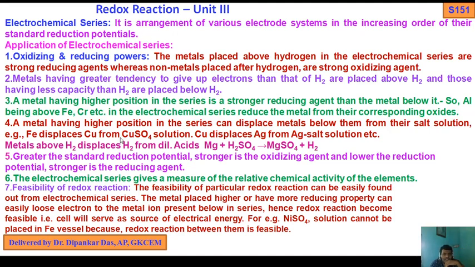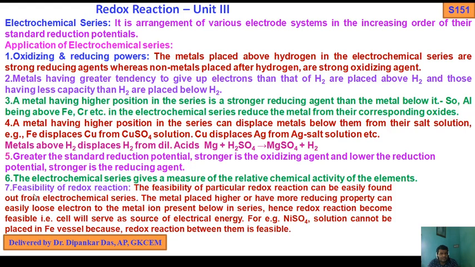Okay, so the greater the standard reduction potential, the stronger the oxidizing agent, and the lower the reduction potential, the stronger the reducing agent. The electrochemical series gives a measure of the relative chemical activity of the elements.